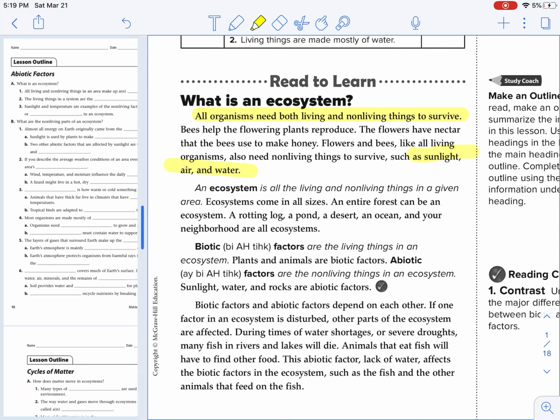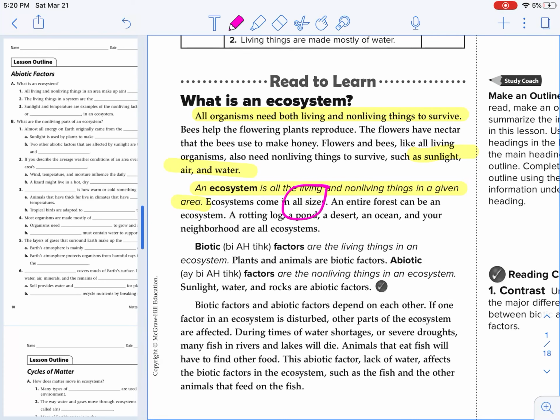An ecosystem is all the living and non-living things in a given area. An ecosystem can come in all sizes. An entire forest can be an ecosystem. A rotting log, a pond, a desert, an ocean, and your backyard are all ecosystems.